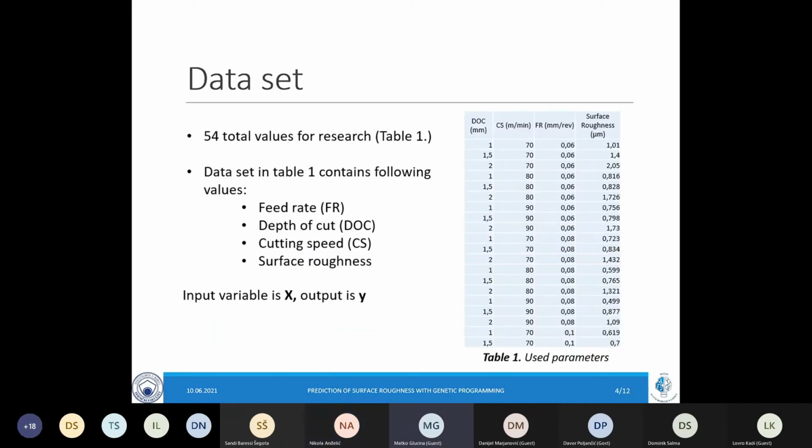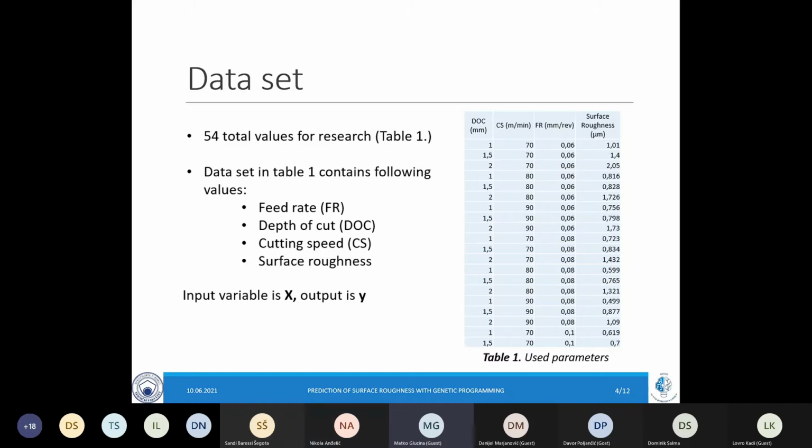On this slide, the dataset is presented. For our research, we had 2 datasets saved in 2 Excel documents. For the purpose of this research, they were combined into one file, which now consists of 54 values for each category, such as feed rate, depth of cut, cutting speed, and surface roughness. Genetic programming needs inputs and outputs. X represents the input values, which contain values such as depth of cut, cutting speed, and feed rate, and Y includes the values such as surface roughness.